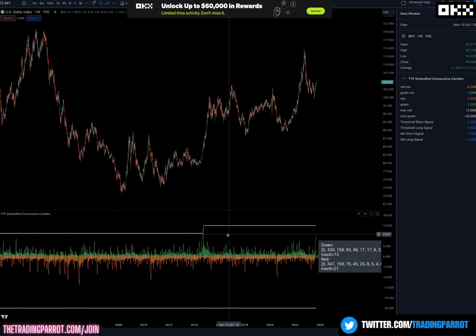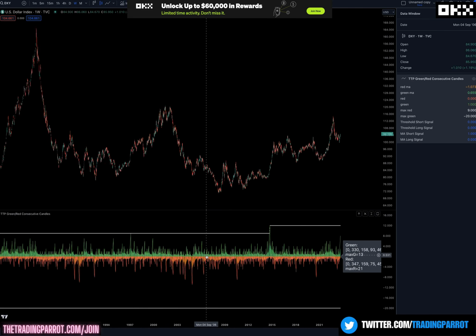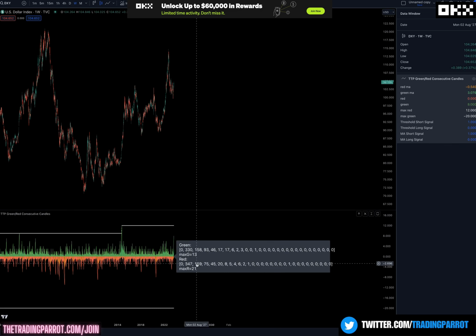You can also see when that happened, and it was around here, when we moved from a maximum of 9 to 12 consecutive green candles in the DXY for the first time in history. You can do the same here: in 1975, we have 20 consecutive red candles. And in the distribution, you're going to find a 1 at position 20, showing that only once have we done that, as opposed to 347 times that we immediately flipped from red back into green.